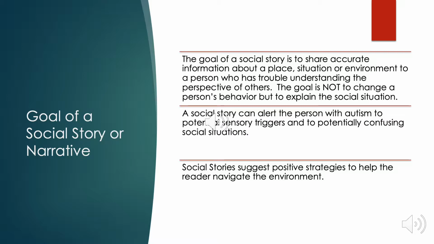Goal of a social story or narrative. The goal of a social story is to share accurate information about a place, situation, or environment to a person who has trouble understanding the perspective of others. The goal is not to change a person's behavior, but to explain the social situation. A social story can alert the person with autism to potential sensory triggers and to potentially confusing social situations. Social stories suggest positive strategies to help the reader navigate the environment.